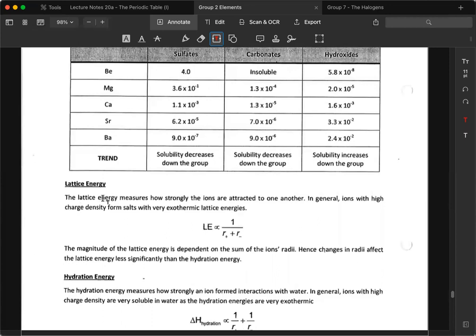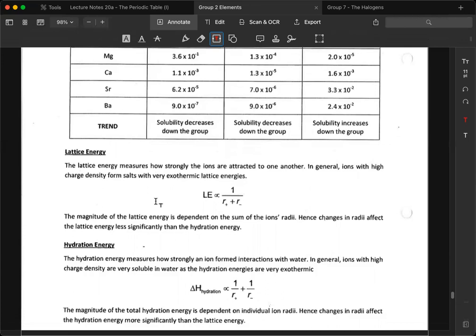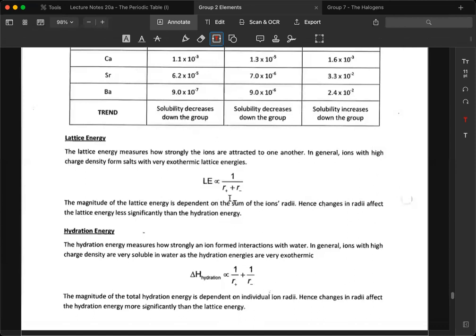So the lattice energy is a measurement of how strongly the ions attract to one another. So in general, ions with high charge density form salts with very exothermic lattice energy. The magnitude of lattice energy is dependent on the sum of the ionic radii. So the changes in radii affect the lattice energy less significantly than the hydration energy. That is because you need to sum this up.